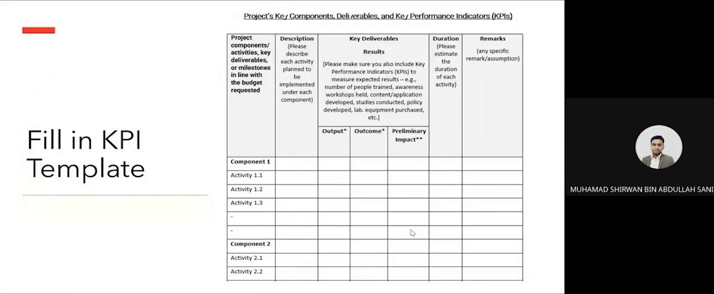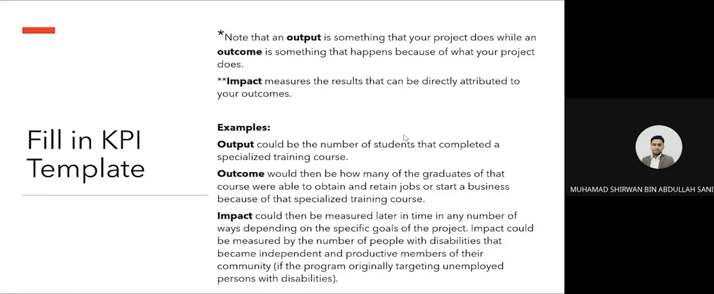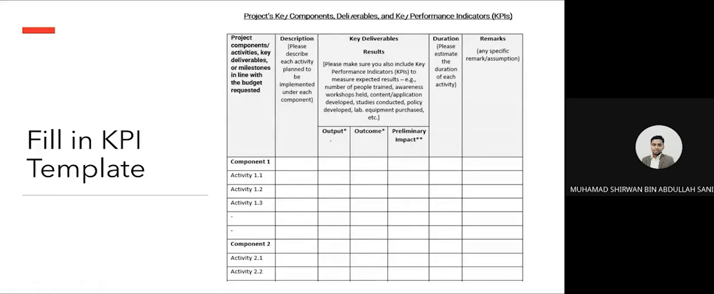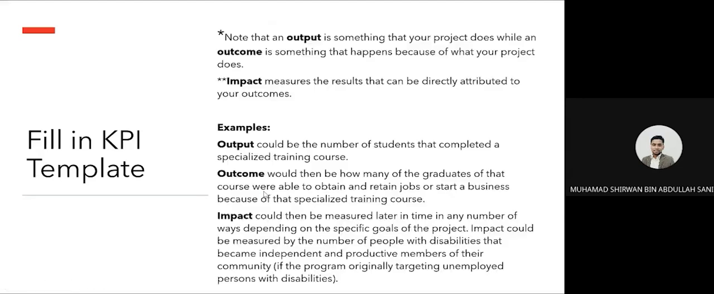Okay, so this is an example of this KPI table. This one is a little bit different from our session, but the good thing is they have highlighted to you what to be written in the table. Okay, so for example, there is an output, outcome, and preliminary impact. Component is what activities you want to conduct, you want to carry out within your project duration or research duration. Okay, so this one they already explained.